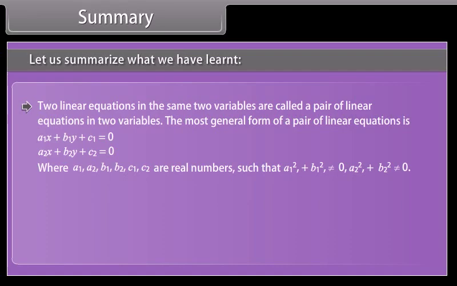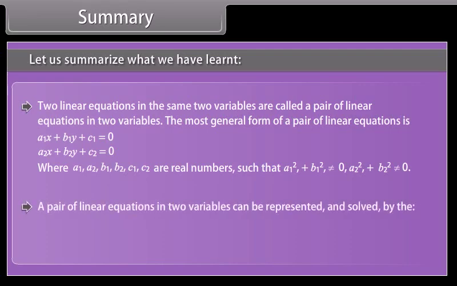a2x plus b2y plus c2 is equal to 0, where a1, a2, b1, b2, c1, c2 are real numbers such that a1 square plus b1 square is not equal to 0, a2 square plus b2 square is not equal to 0. A pair of linear equations in two variables can be represented and solved by the 1. Graphical method and 2. Algebraic method.